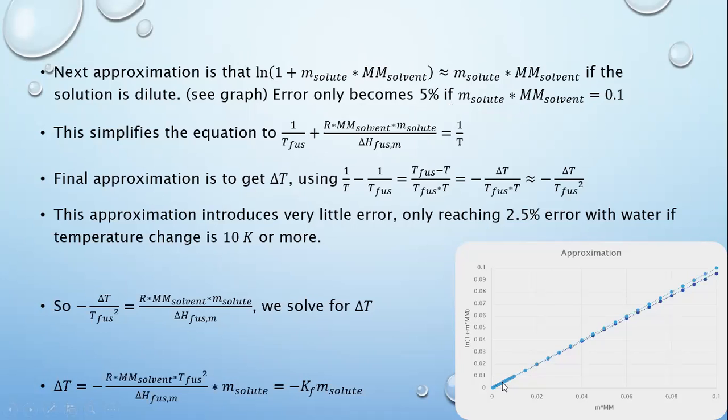So I've done this where I calculated here the molality times molar mass, and here the natural log of 1 plus molality times molar mass. And you can see where they deviate, how they start deviating.